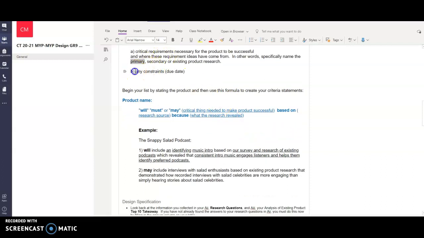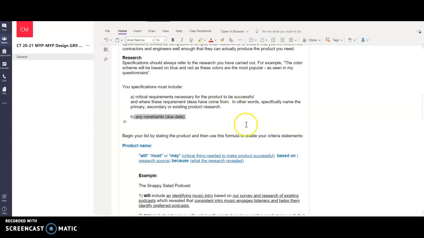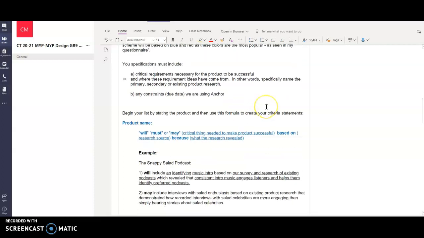The next thing, and I will state this again and again, is that one of these criteria has to be about the constraint. You do have one constraint, and that is the due date. You could add another constraint, which I'm going to add here, that we are using anchor. That is not specified by the client. That is specified by me. You can, but you do not have to have that in your criteria.